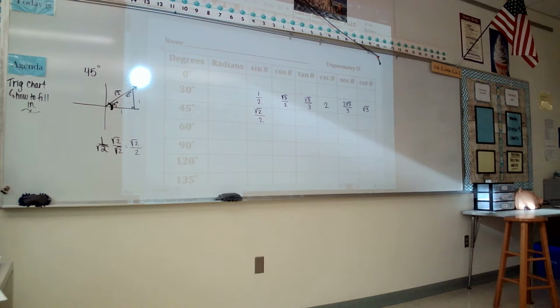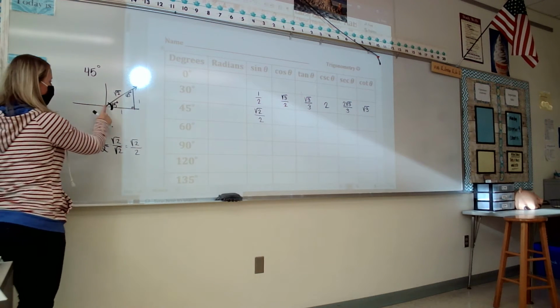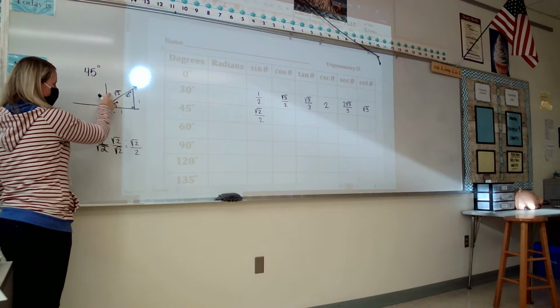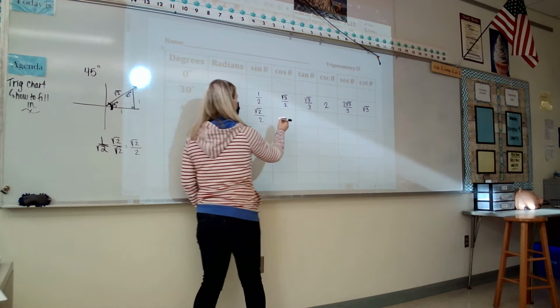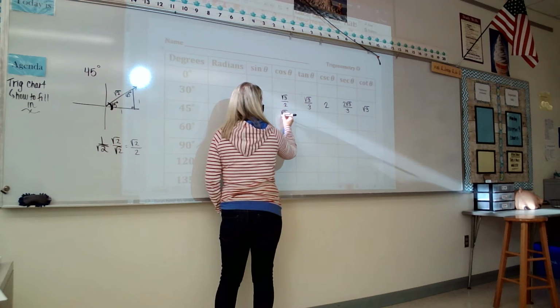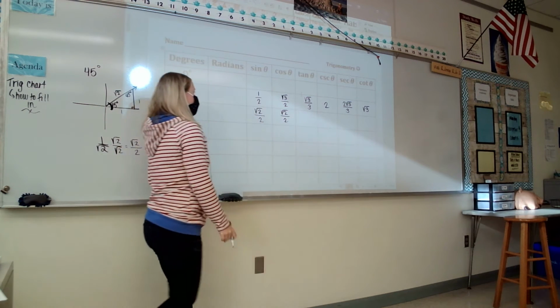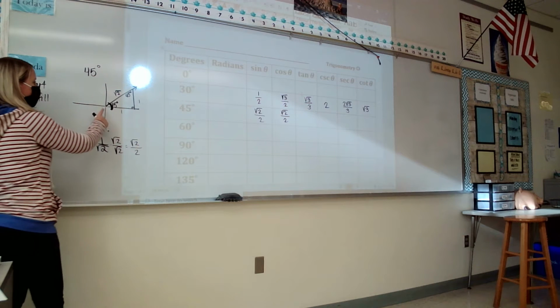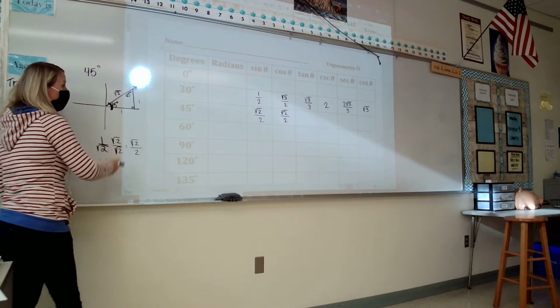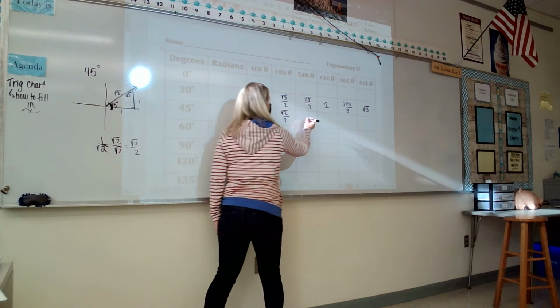The nice thing about this one is when I do cosine, it's adjacent over hypotenuse, but it's the same thing as what sine was. So that's just going to come out to square root of 2 over 2. I always like that one because sine and cosine are kind of the same. If I'm doing tangent, that's opposite over adjacent. So that would just be 1 over 1. Okay, that's just 1.